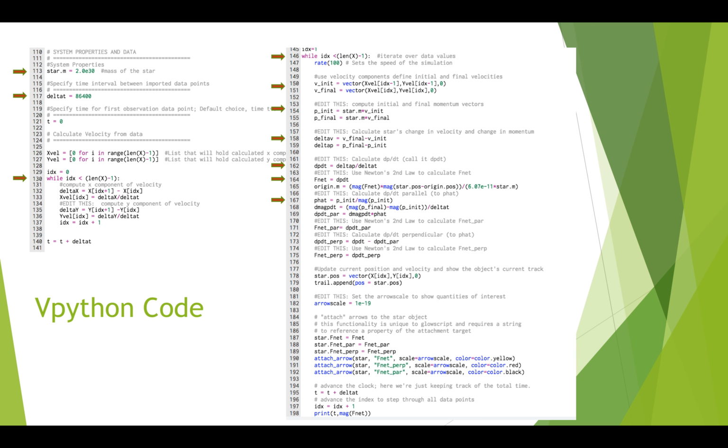This slide demonstrates the Python code used to model the motion of the star. The star's mass was updated and the time was updated to reflect 1 day. The first while loop is responsible for computing the x and y components of the velocity by subtracting the indices. The second while loop iterates over the data values and calculates the initial and final velocities and the initial and final momentum, along with the change in velocity and the change in momentum. dp/dt was found by just using the definition of the rate of change of momentum, and Fnet was set equal to this based on the momentum principle. The next line was the calculation to find the unknown mass of the black hole.